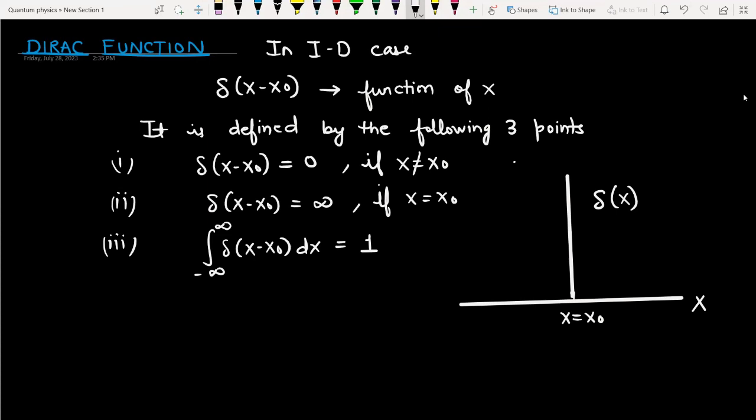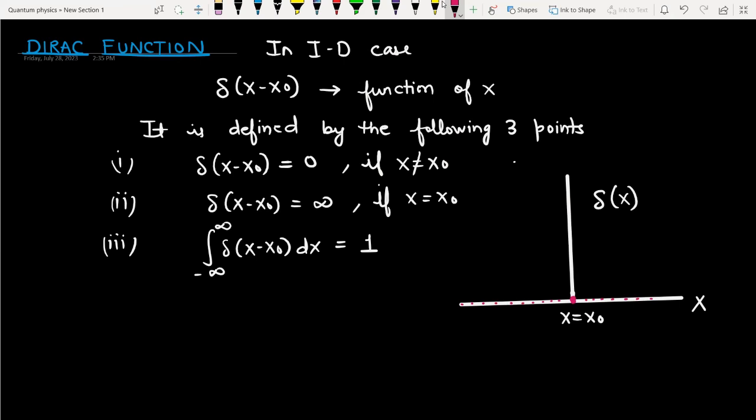You see, Dirac function of x minus x naught, where x minus x naught is the argument of the Dirac function, is 0 if x is not equal to x naught. At this particular point, x is equal to x naught. So you see, at this point, this point, this point, and so on, when x is not equal to x naught, this function is 0.